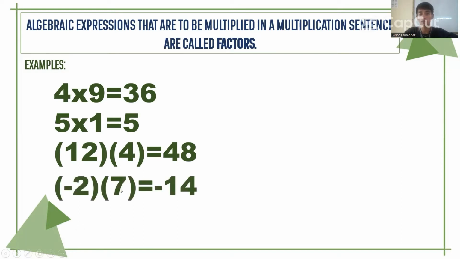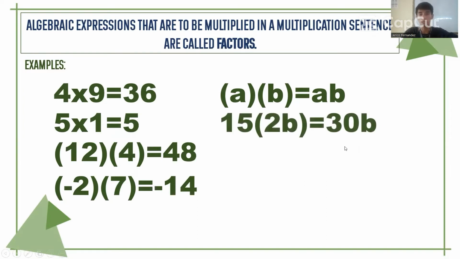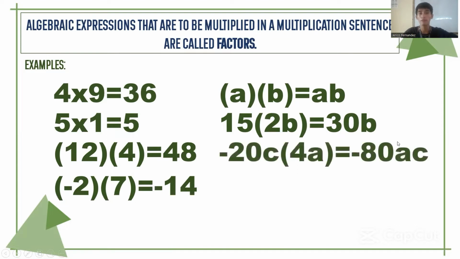14 is equal to negative 2 times 7. Factors are negative 2 and 7. A times B is equal to AB. Factors of AB are A and B. 15 times 2B is equal to 30B. So 30B is a product and the factors of 30B are 15 and 2B. We also have negative 20C times 4A is equal to negative 80AC. So ang factors ni negative 80AC are negative 20C and 4A.